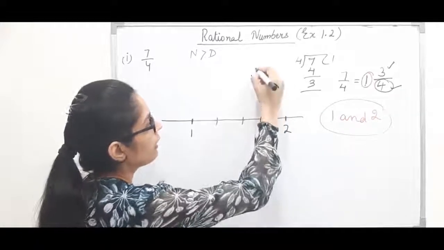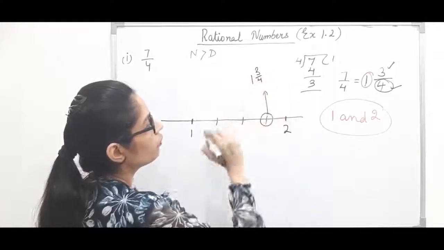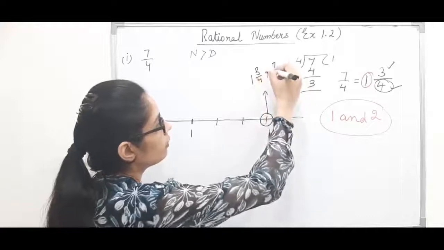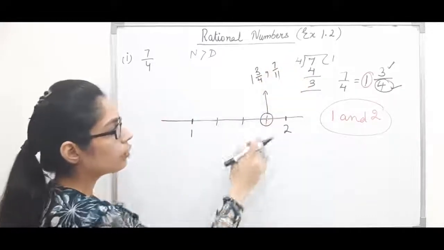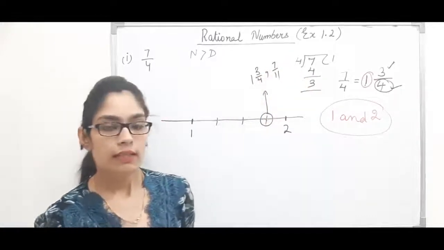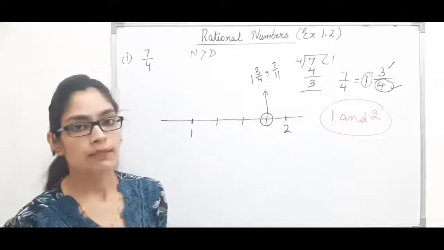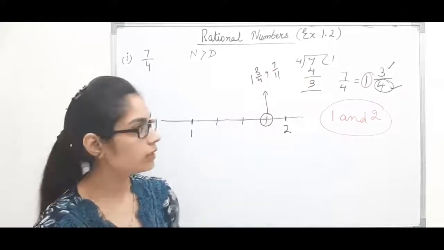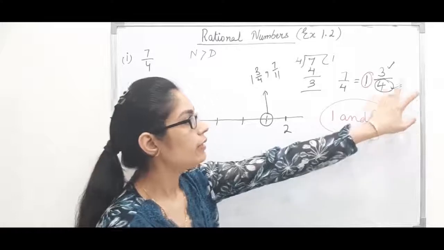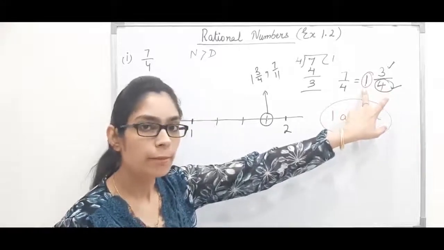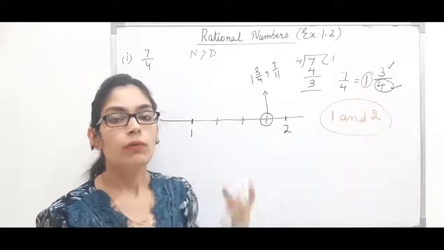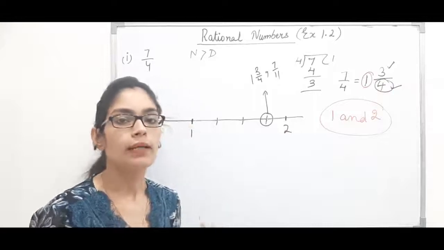So you can either write 1 into 3 by 4 or you can directly write 7 by 4. So here your point will lie. Once again we'll just revise it step by step. First of all, mixed fraction. Once you get mixed fraction, you have to look at this number. This number will tell you between which two numbers your number is lying.